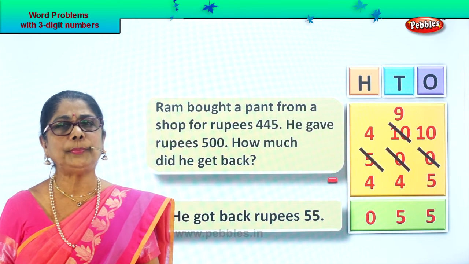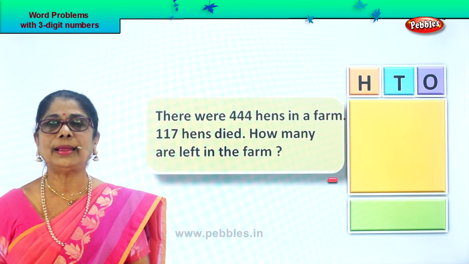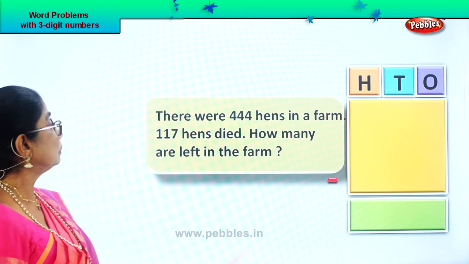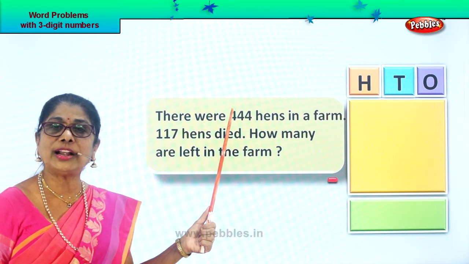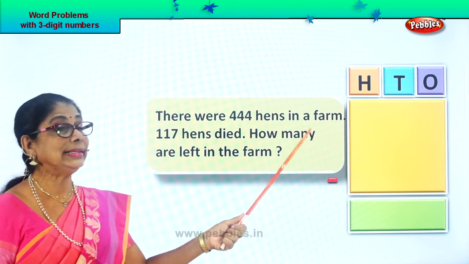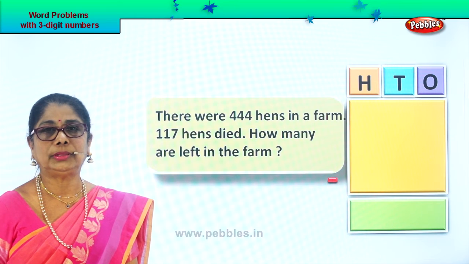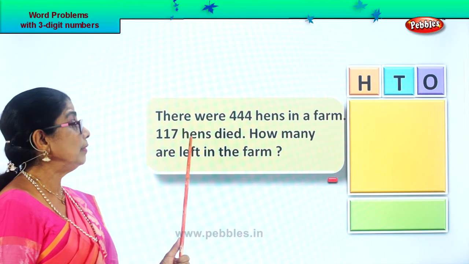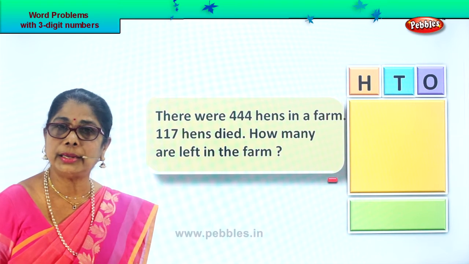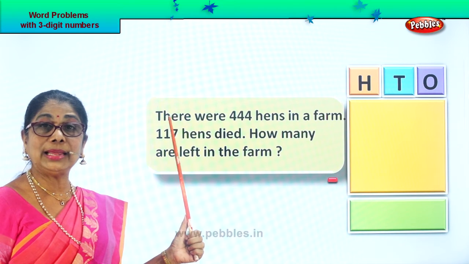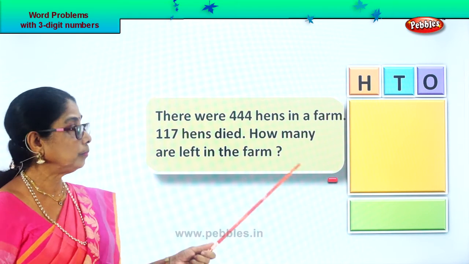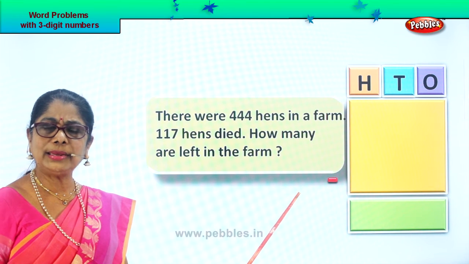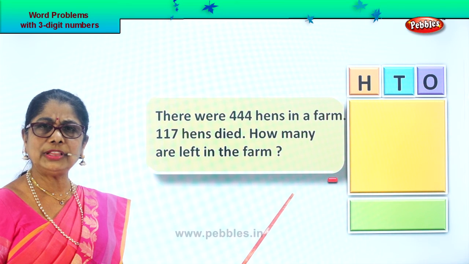Let's take another word problem. Read it before we do it together. There were 444 hens in a farm. 117 hens died. How many are left in the farm? So many died. Now how many hens are left in the farm?